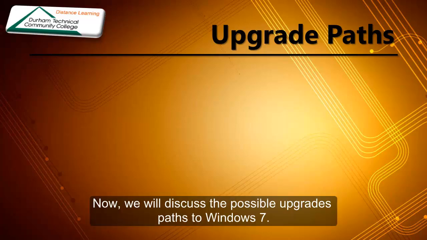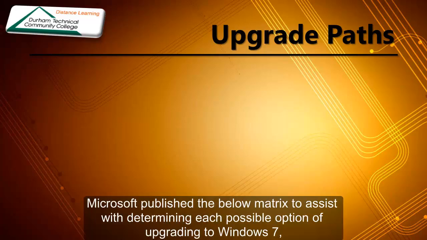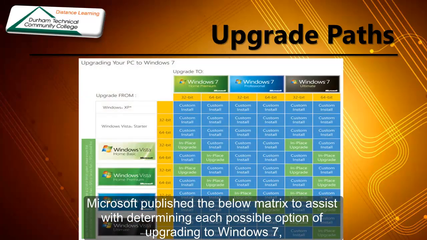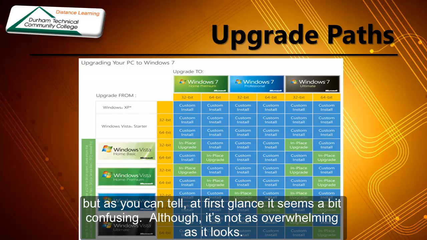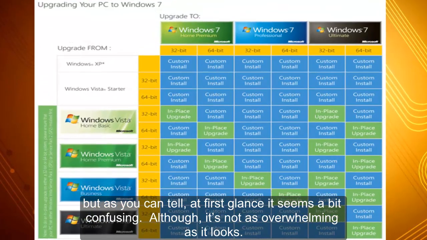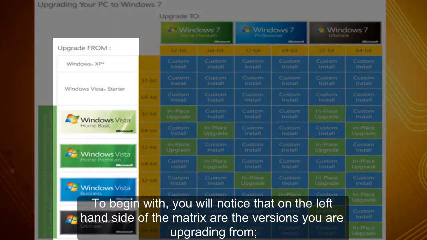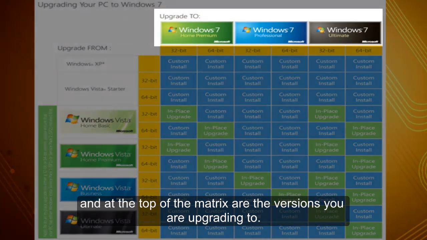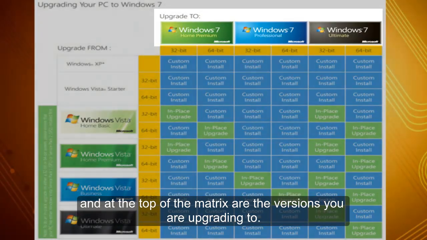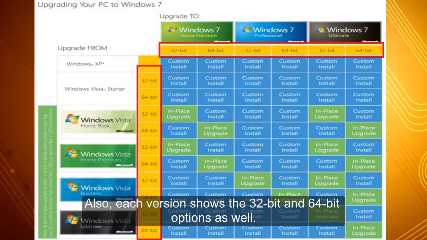Now, we will discuss the possible upgrade paths to Windows 7. Microsoft published the below matrix to assist with determining each possible option of upgrading to Windows 7, but as you can tell, at first glance it seems a bit confusing, although it's not as overwhelming as it looks. To begin with, you will notice that on the left-hand side of the matrix are the versions you are upgrading from, and at the top of the matrix are the versions you are upgrading to. Also, each version shows the 32-bit and 64-bit options as well.